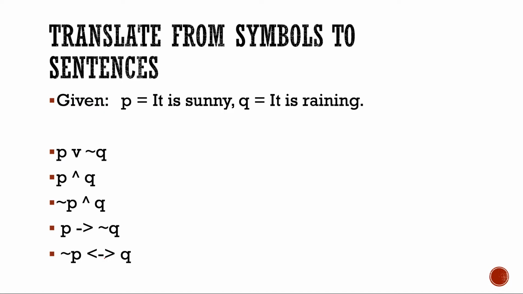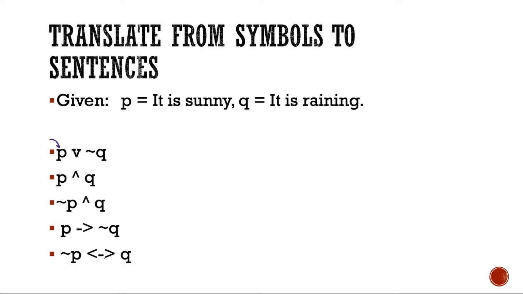So this time, they're going to give us the P and the Q, and they're going to ask us to translate back into words these symbols that we see on the screen. So we're going to begin with P or not Q. What I'm going to do is take the fact that P is it is sunny and Q is it is raining, and use those two statements to write out what I have for each of these 5 compound statements.